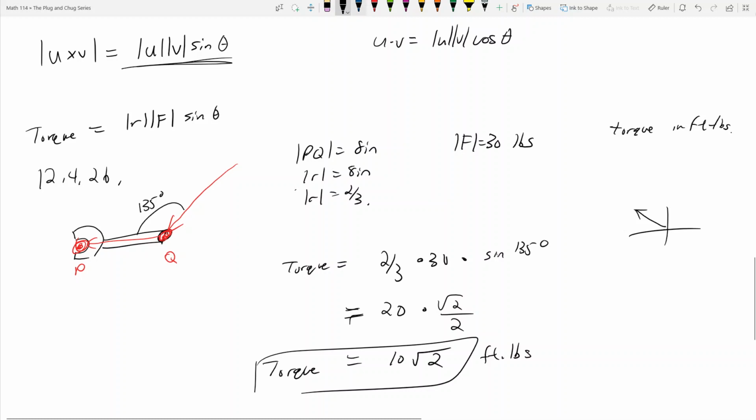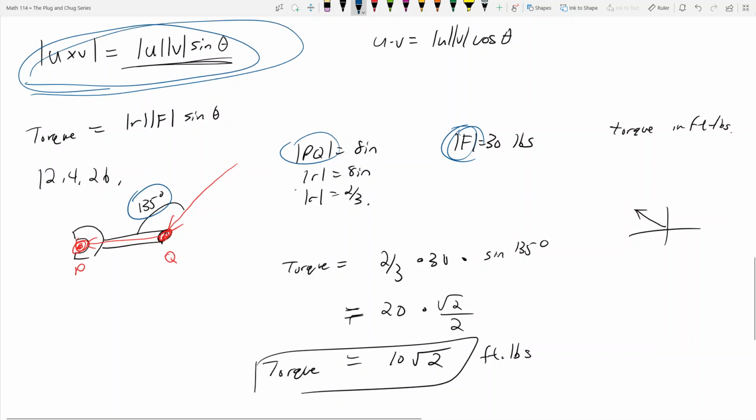But what do you want to know? What do you want to notice? So what's the takeaway here? The takeaway here is this relationship. You gotta know when to use it. And how do we know when to use it? Well, we see an angle, right? And we're given two magnitudes, right? Because this is the magnitude of PQ, this is the magnitude of F. Once you see that, you immediately know you need to plug it into this formula right here, okay?